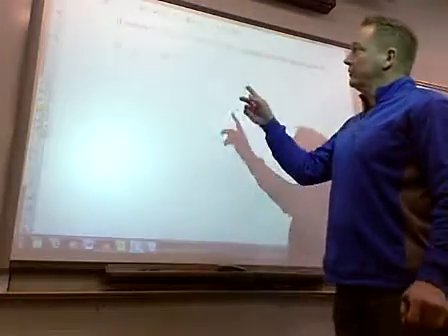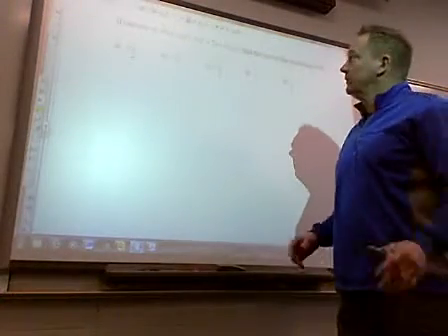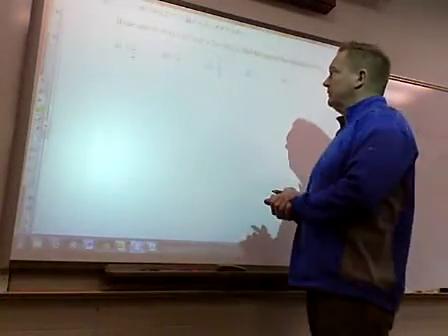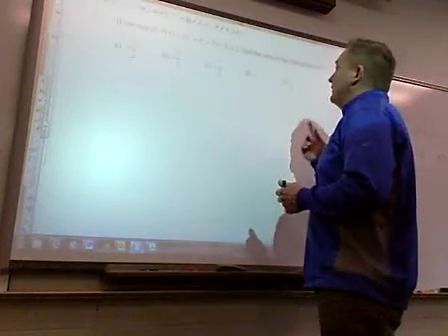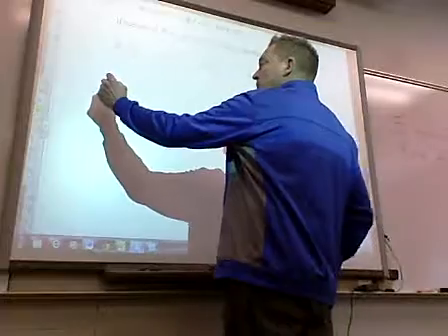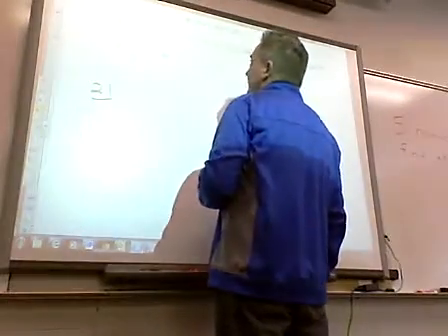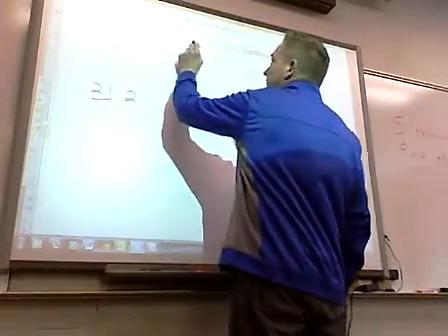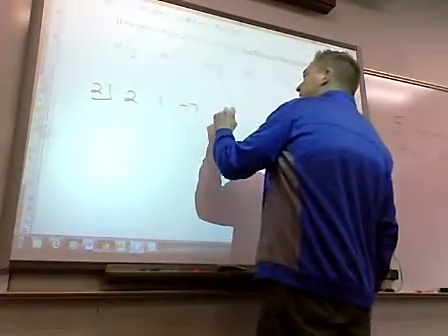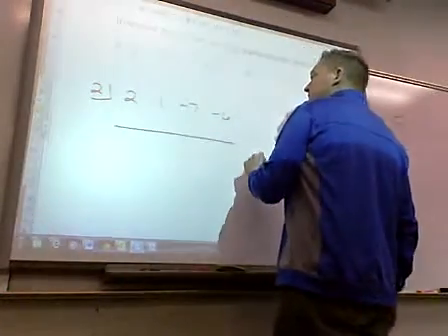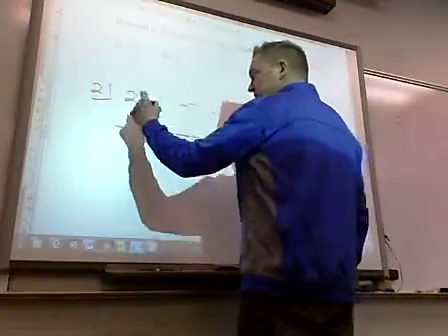Alright, if one root of the polynomial p of x equals 2x cubed plus x squared minus 7x minus 6 is 2, find the sum of the remaining roots. So we know if 2 is a root, we can divide synthetically by that using just the coefficients 2, 1, negative 7, negative 6. We should get a 0 remainder here when we do this division.